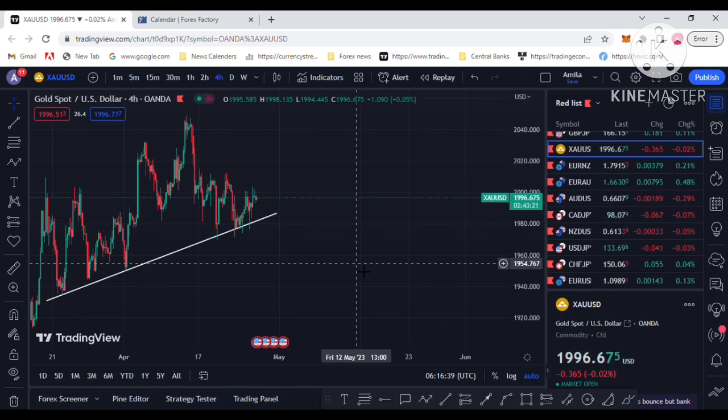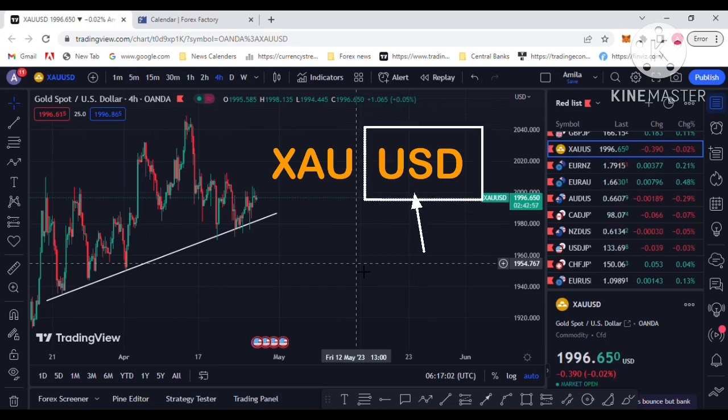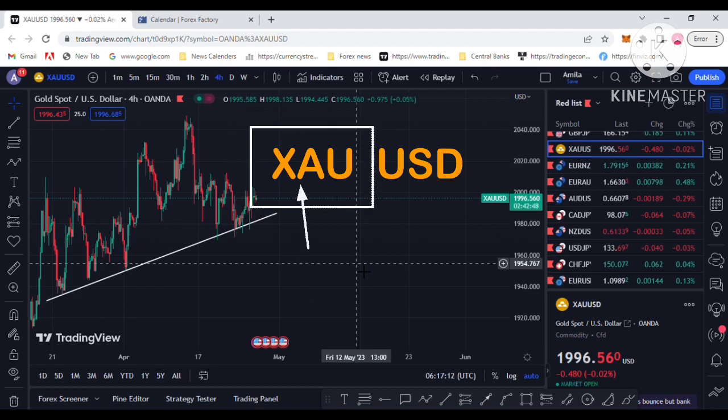The most popular pair is gold, XAU USD. So XAU USD: USD is the US dollar currency, and XAU is gold. Gold is not a currency, gold is a commodity. So USD is on the left side, the quote currency. We mention that the quote currency is on the left side. So the base currency is on the right side. XAU, the base commodity gold, is on the left side.